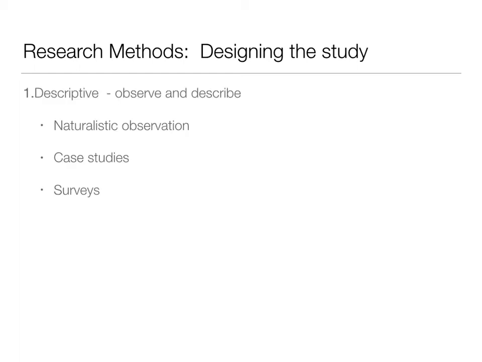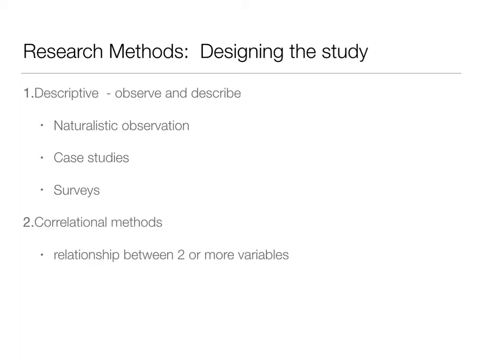So in designing the study, again, that depends on the research question that you have. One way that you can design a study is a descriptive study. And in a descriptive study, our main objective is to observe and describe, typically behavior in psychology. And there's different ways that we can do this, and we'll talk about all 3 of them. We have naturalistic observation, case studies, and surveys. Another way that we can design a study is through these relationship or correlations. And we'll look at a relationship between 2 or more variables and see if they vary together. Okay, and we'll talk about this in more detail.